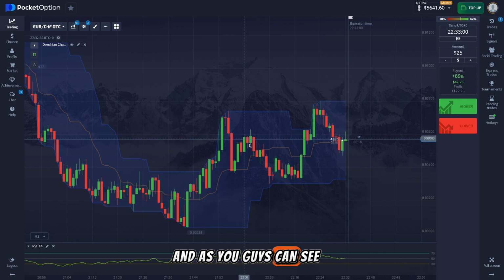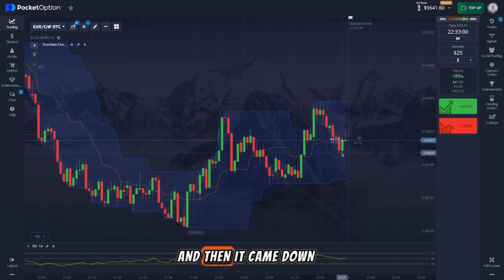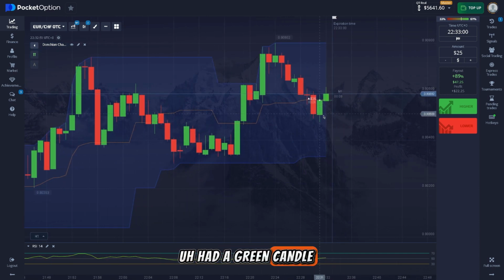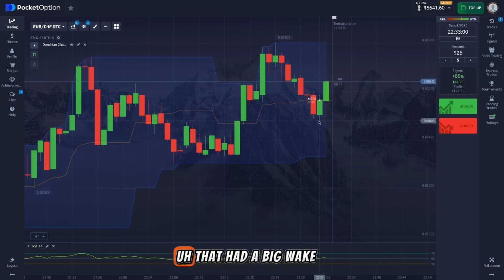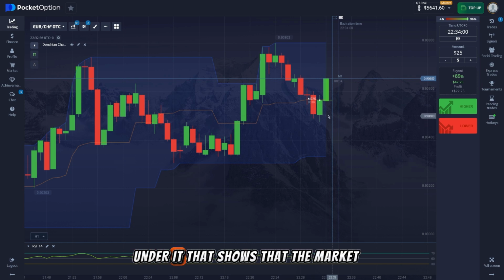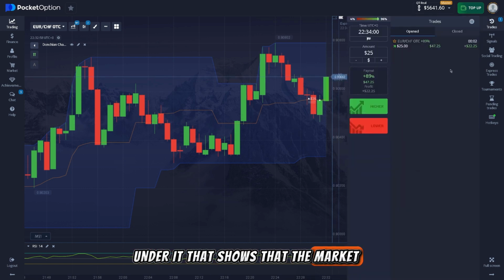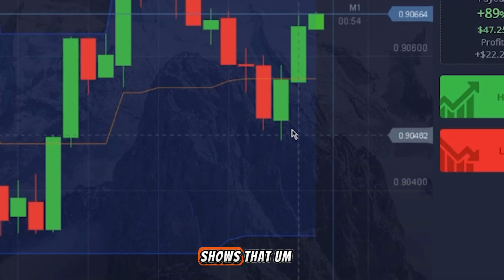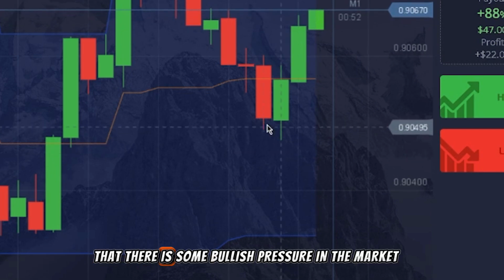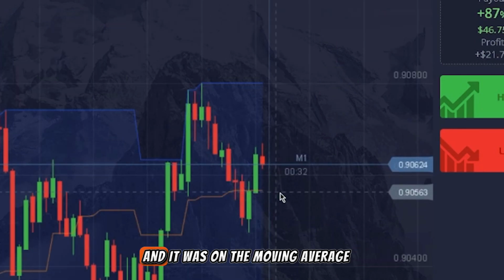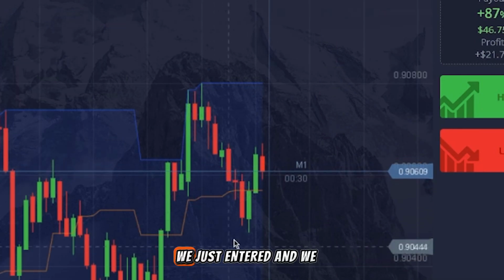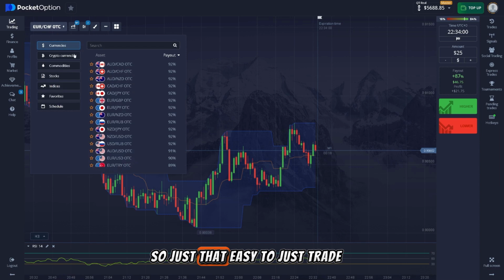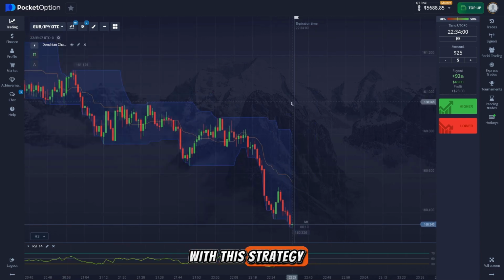and as you guys can see, it is bullish. The market went up and then it came down, and then we had a green candle that just rejected, that had a big wick under it. We have won this trade, and this big wick right here shows that there is some bullish pressure in the market, and it was on the moving average. We just entered and we won another trade right here. So it's just that easy to trade with this strategy.